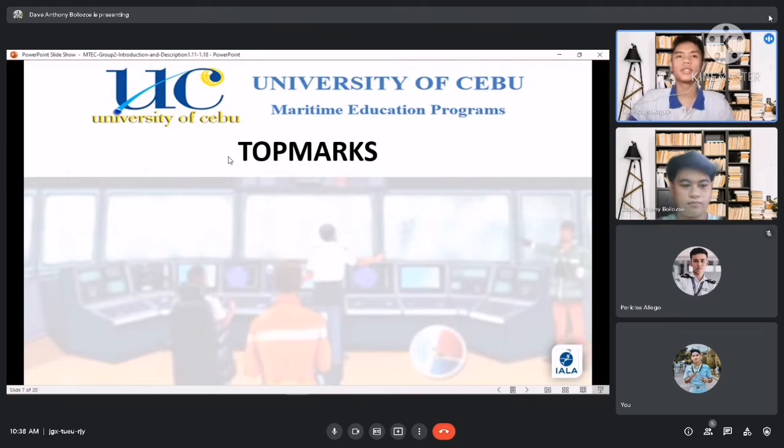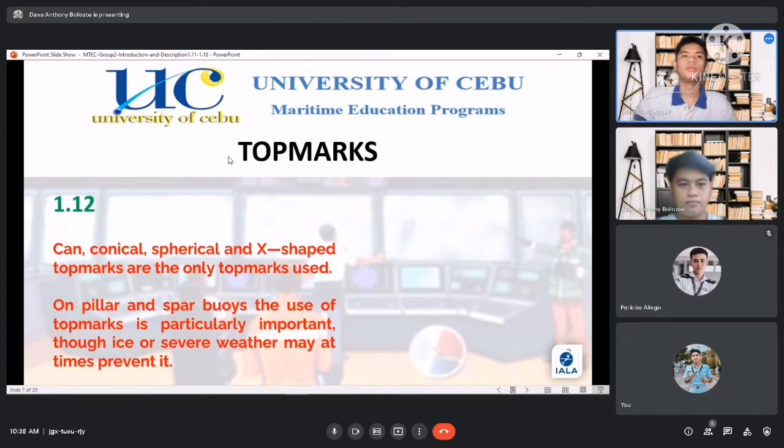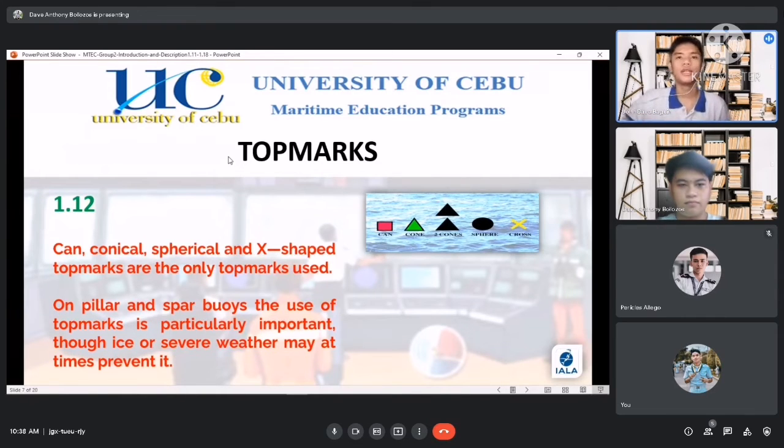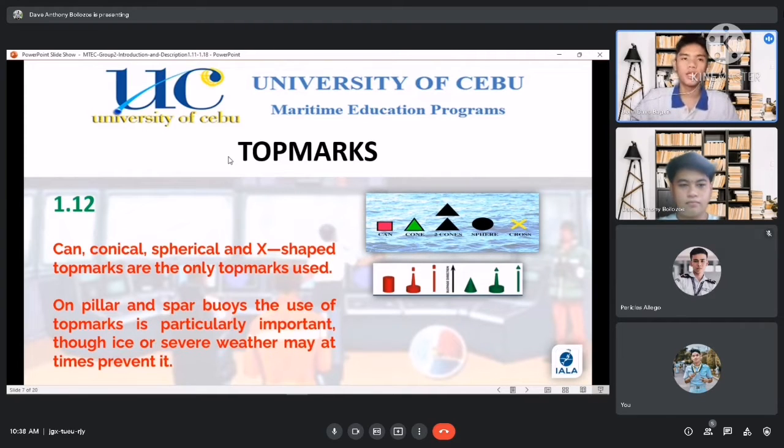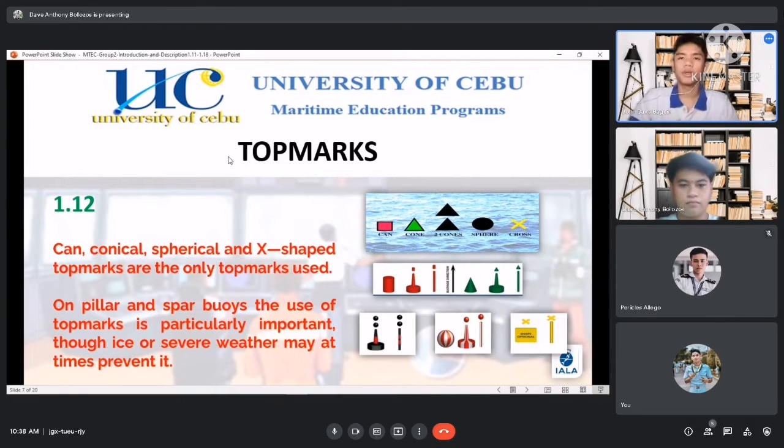Next is top marks. 1.12 talks about top marks. Can, cones, spherical, and X-shaped top marks are the only top marks used. On pillar and spar buoys, the use of top marks is particularly important, though ice or severe weather may at times prevent it.